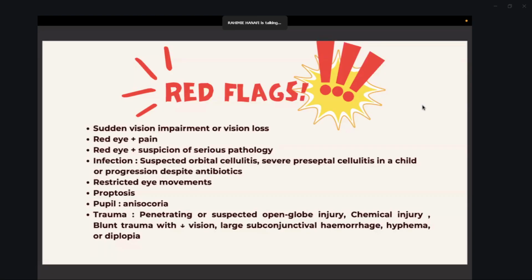Okay, trauma, I won't go into detail on this because Prof. Azhani will talk further on ocular trauma. But the red flags in trauma are generally penetrating or suspected open globe injury, chemical injury, blunt trauma with reduced vision, large subconjunctival hemorrhage, hyphema, or double vision.